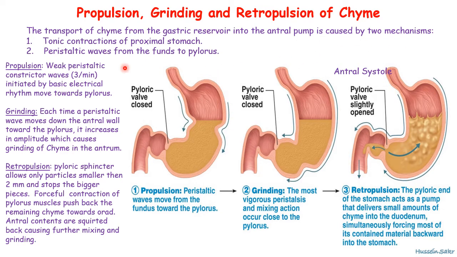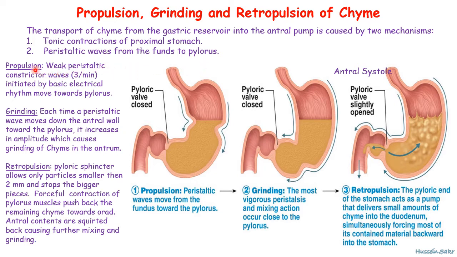The first one is the tonic contraction of the proximal stomach, and the second is the peristaltic waves from the fundus to the pylorus. So we have the tonic contraction coming from the proximal stomach, and we have the peristaltic waves from the fundus to the pylorus.